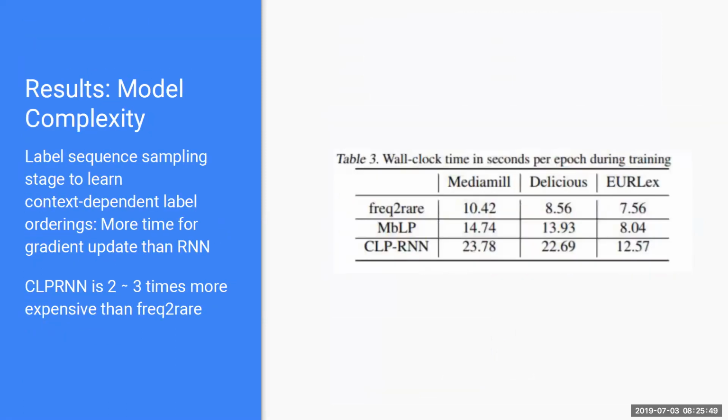And complexity: it requires an extra forward pass, and because of the actor-critic method, it's going to take more time for gradient update. Generally, you see that it's slightly more computationally expensive than the fixed ordering methods, where you just select a fixed policy for ordering the labels from the start and just stick to it. But it gives you a better performance, so there's that trade-off.